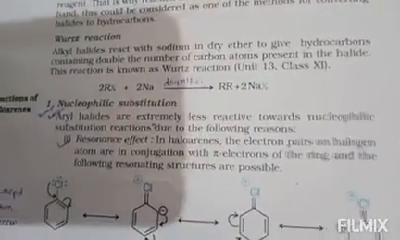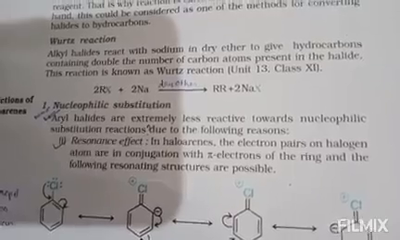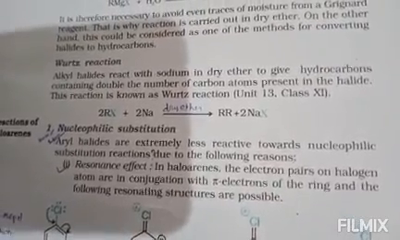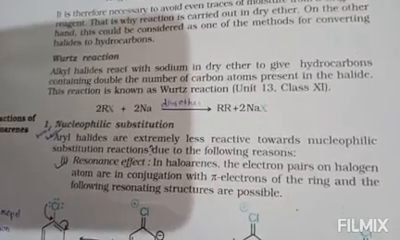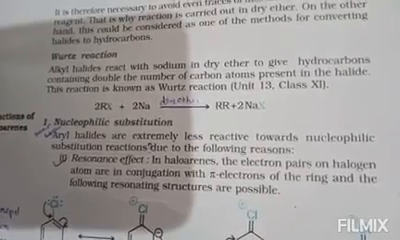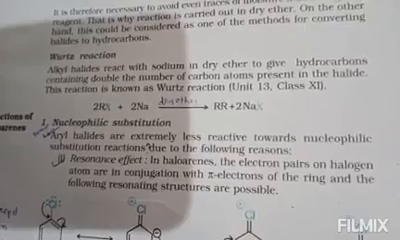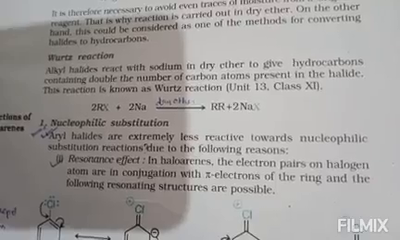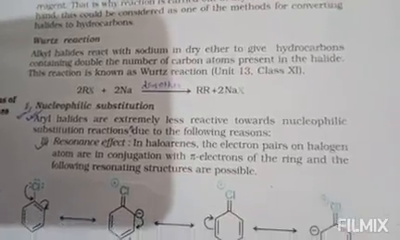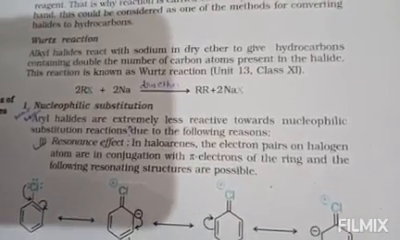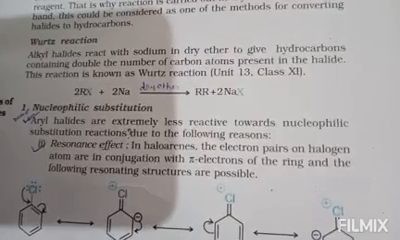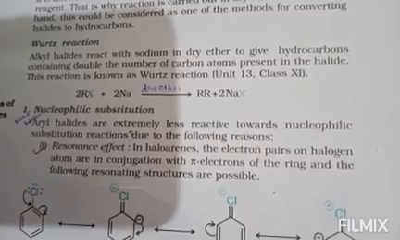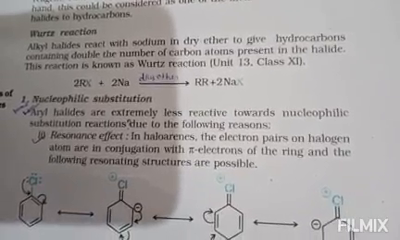Now nucleophilic substitution reaction. Aryl halides are less reactive towards nucleophilic substitution reactions. Give reason. This question has come more than 3 times in the board exam. So you have 5 reasons. Out of that, the resonance effect is one of the important reasons. So in haloarenes, the electron pair on the halogen atom is in conjugation with the pi electrons of the ring, and thereby it will show resonance structures.